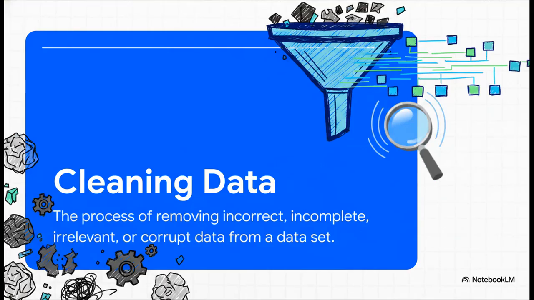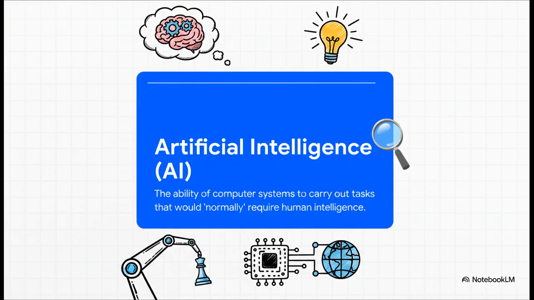And hand in hand with transformation, you have cleaning. This is all about quality control. It's about getting rid of all the junk, the incorrect, the duplicate, the corrupted data, so that your final analysis is actually based on good, accurate information. It's like filtering out the noise to find the real signal. And finally, the big one, AI. The textbook definition here is perfect. It's about getting computer systems to do tasks that you'd normally think only a human could do, like learning or solving problems. This isn't science fiction anymore, folks. This is a core part of information technology today.